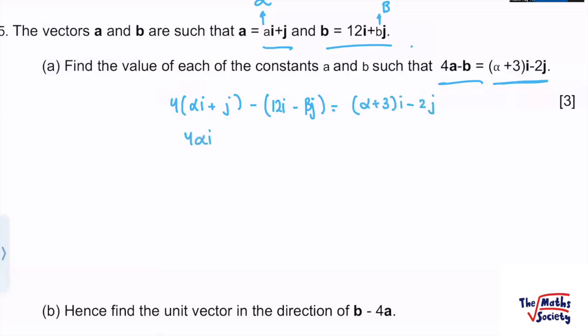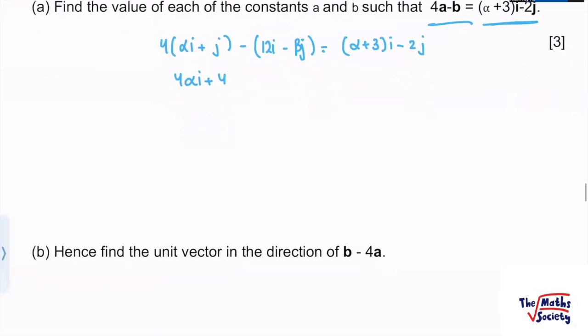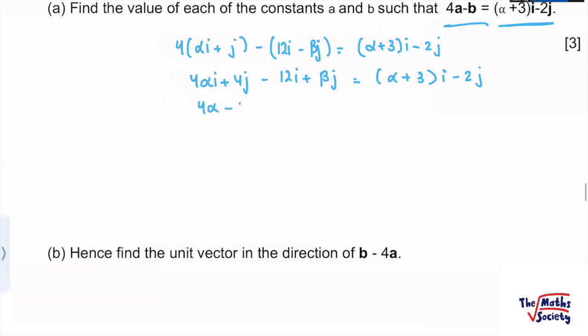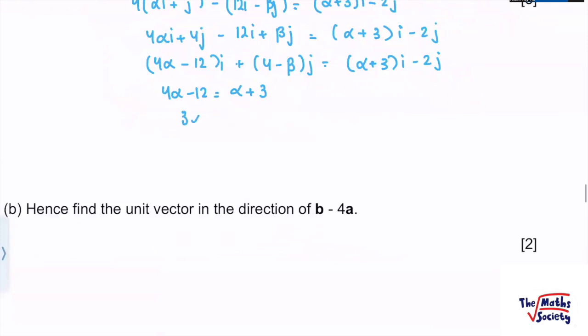That's going to be 4 alpha i plus 4j minus 12i plus beta j. That's equal to alpha plus 3i minus 2j. So for now, we're going to put the i's and i's together. So it's going to be 4 alpha minus 12, that's equal to i, and that'll be 4 plus beta, so that's going to be j. So we have alpha plus 3i minus 2j. So we know that 4 alpha minus 12 is going to equal alpha plus 3. So you have 3 alpha equals 15, so alpha equals 5.